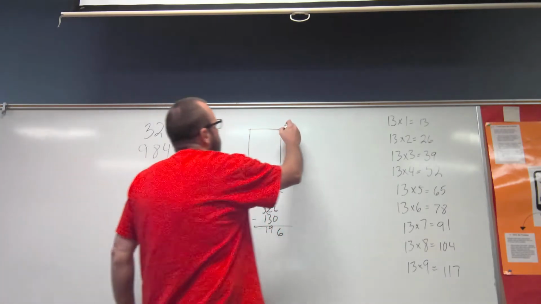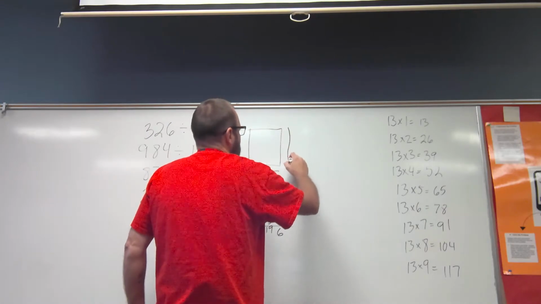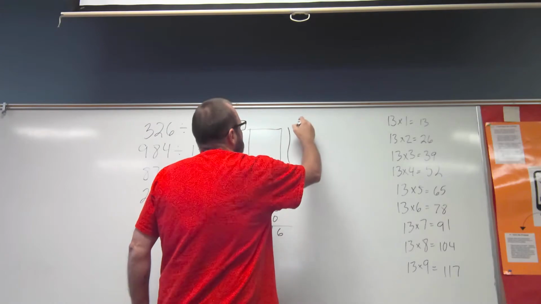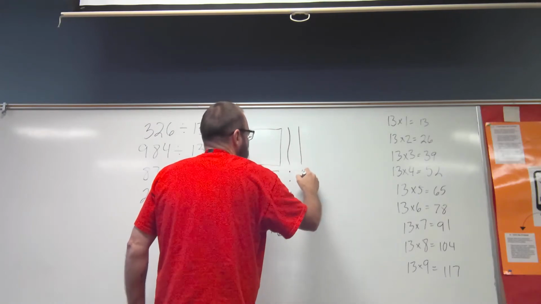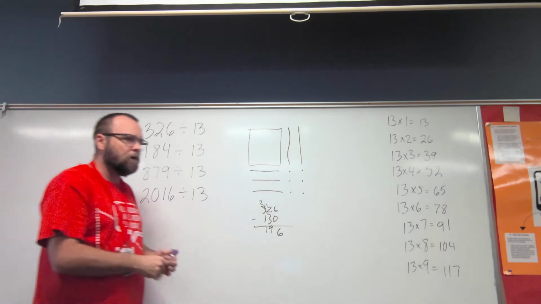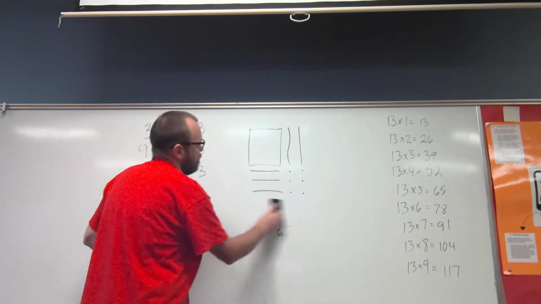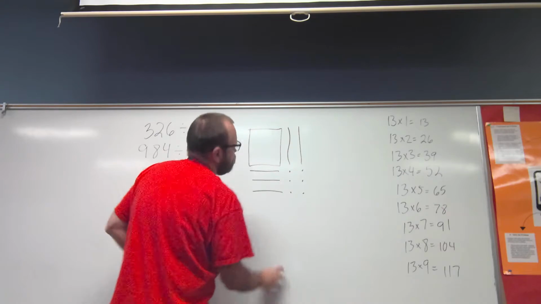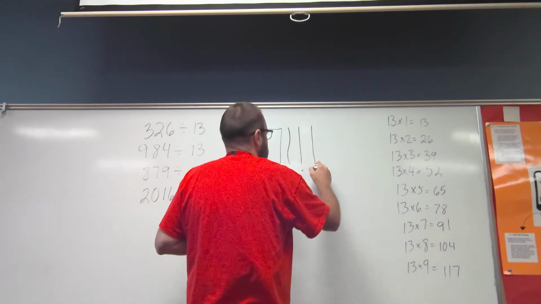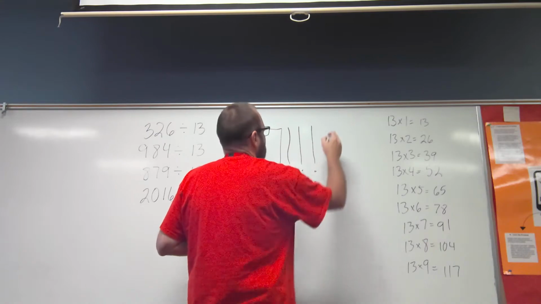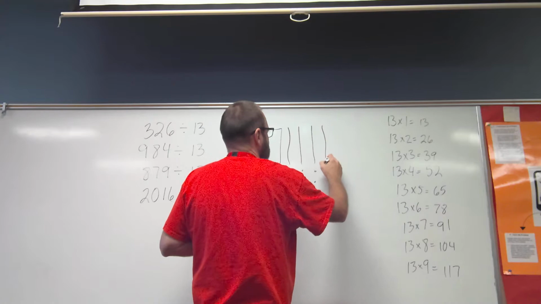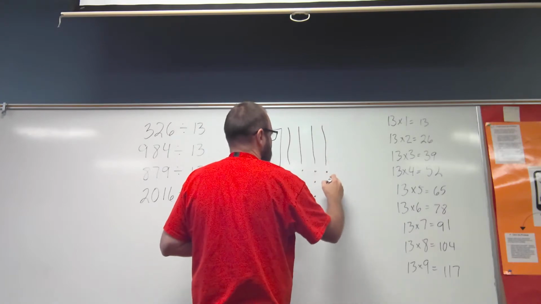So now I can go 10, 1, 2, 3, 10, 1, 2, 3. And I'm going to keep doing that until I get to 196 here. So that's 26, 36, 37, 38, 39, 49, 50, 51.